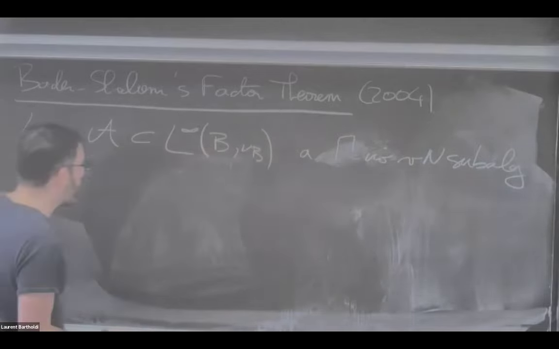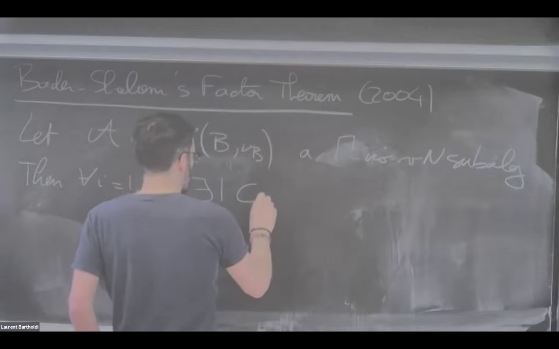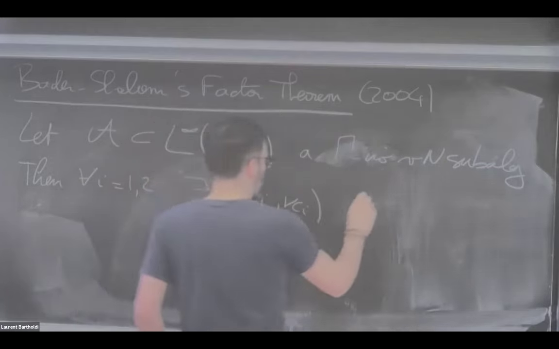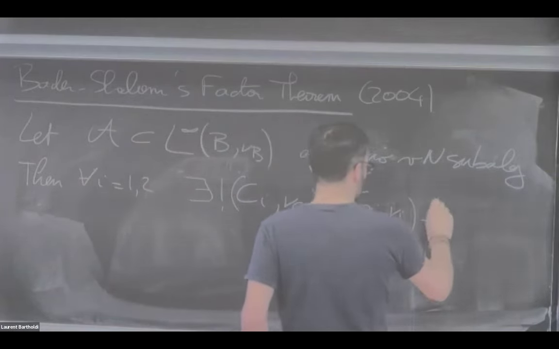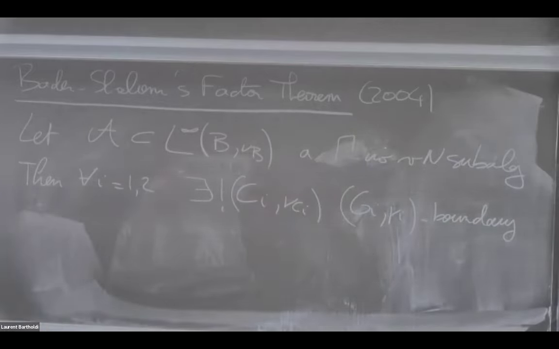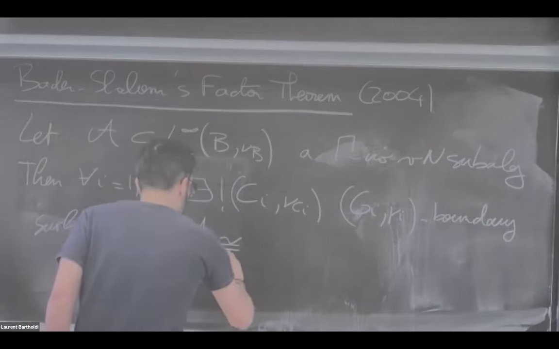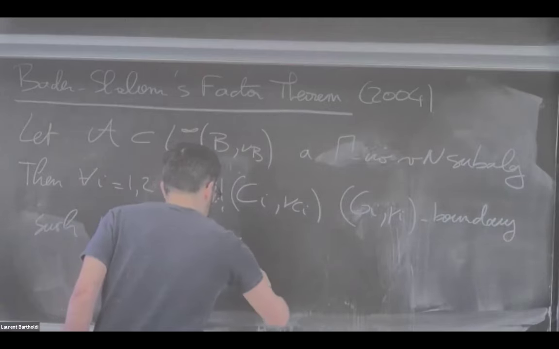Then, already we have a very nice structure theorem. Then what they showed is that for n equal to 1 or 2, there exists some unique quotient C_i with measure class mu_i, and this is a Gamma_i, mu_i boundary. So this is a quotient, if you want, of the Poisson boundary. So this is a mu_i boundary, G_i, mu_i boundary, such that A is isomorphic as a Gamma von Neumann algebra.